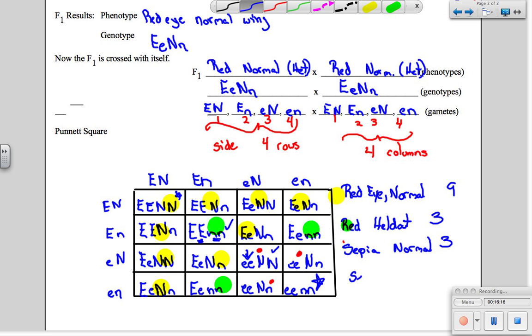Last but not least, my final box here has sepia eyes and held out wings. And there's just 1. So my phenotype ratio is 9 to 3 to 3 to 1. This is always the ratio I see when I'm crossing 2 heterozygous parents. 2 parents who are heterozygous for both traits under consideration. I always result in a 9 to 3 to 3 to 1 cross.